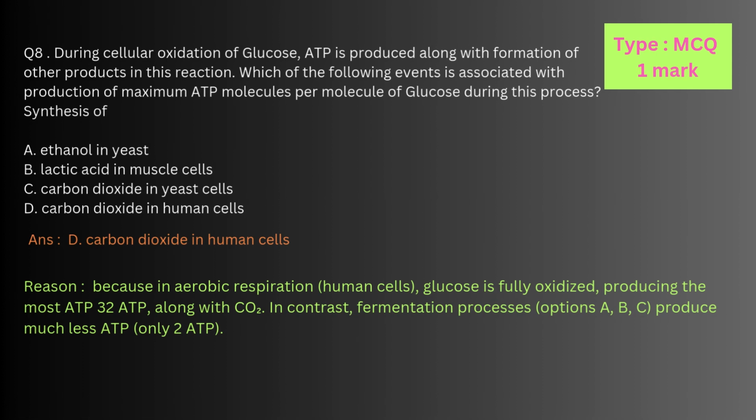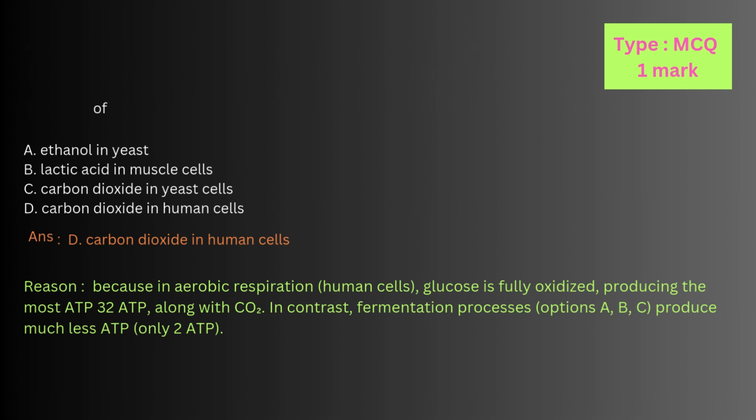Option D, which is carbon dioxide in human cells, refers to aerobic respiration in human cells where the complete oxidation of glucose produces carbon dioxide and water, and the highest amount of ATP, which is about 30 to 32 ATP, is generated. So thus, the event associated with maximum production of ATP per molecule of glucose is the oxidation of glucose in human cells where carbon dioxide is released as a byproduct. That is why answer D is the correct answer.